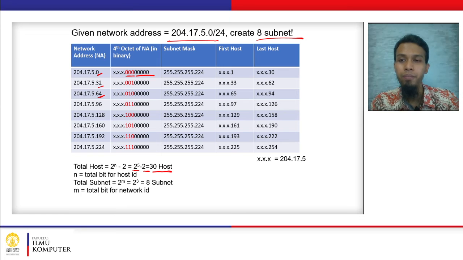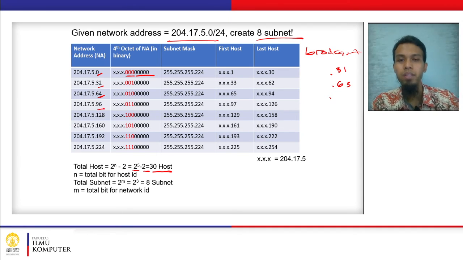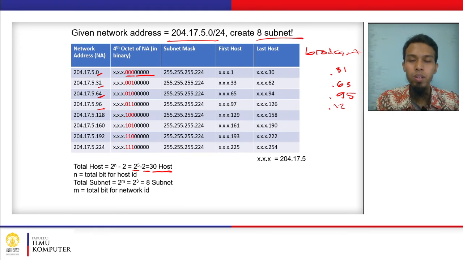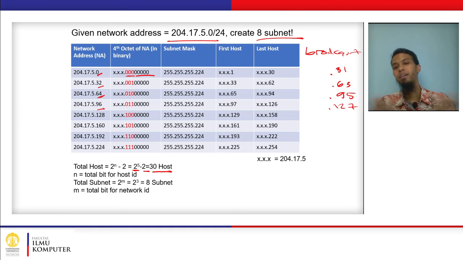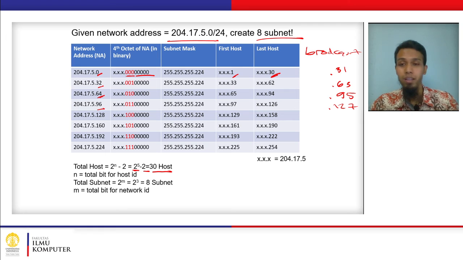So from here, we know that the broadcast address will be .31, and then .63. 64 plus 32 becomes 96, so the broadcast address will be 95, and so on, then 127. All right, and then again, we can allocate the first address after the network address as the first host, and the last IP address before the broadcast address as the last host. So I think this is quite clear now.